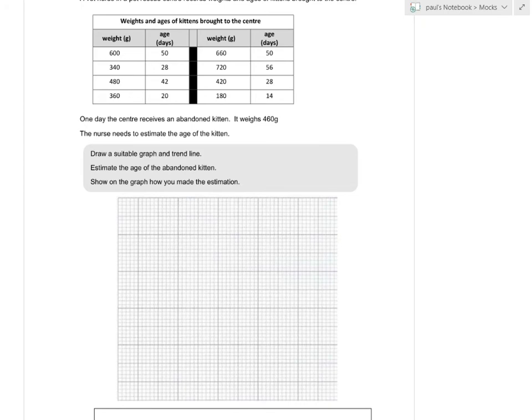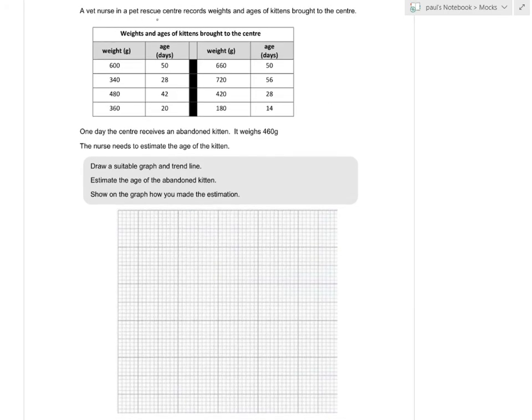A vet nurse in a pet rescue centre records the weights and ages for kittens brought into the centre. On the day the centre received an abandoned kitten that weighs 460 grams, the nurse needs to estimate the age of the kitten. Draw a suitable graph and trend line. Estimate the age of the abandoned kitten shown on the graph below.